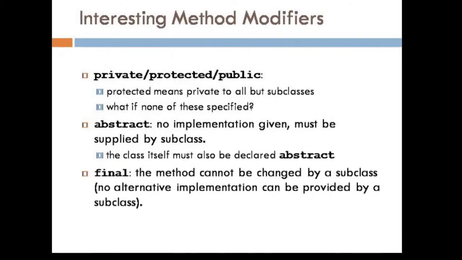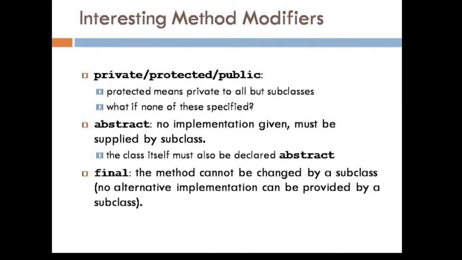Now, what are various method modifiers? Private, protected, and public are the method modifiers, and protected means private to all but subclasses. And what if none of these is specified? Well, in that case, it uses the default. Now, the keyword abstract means no implementation is given; it must be supplied by the subclass. The class itself must also be declared abstract.